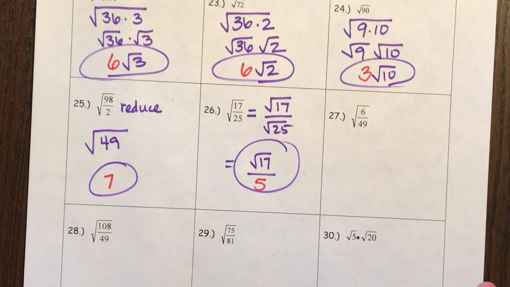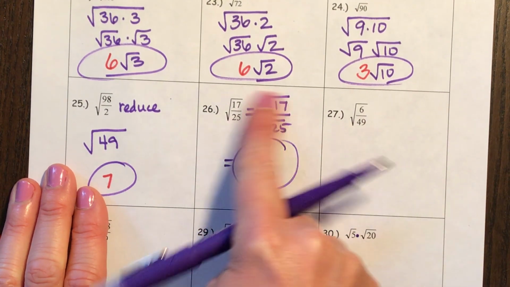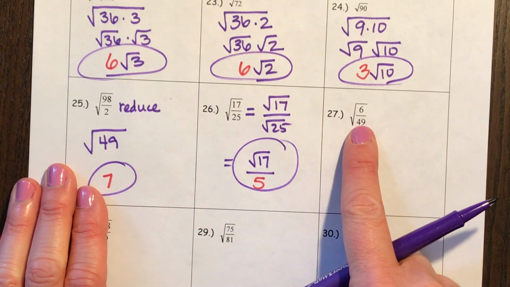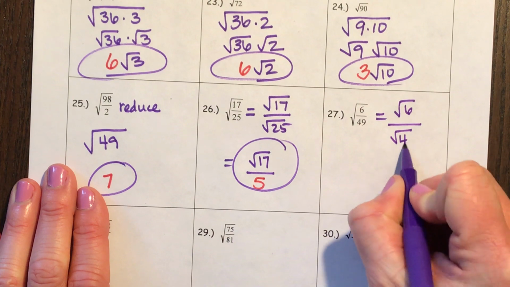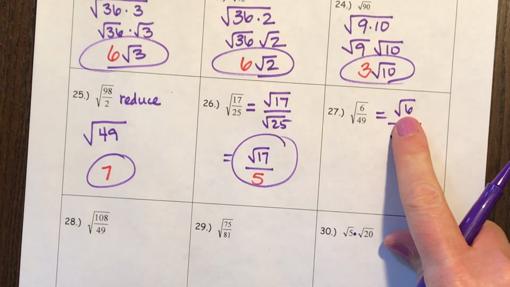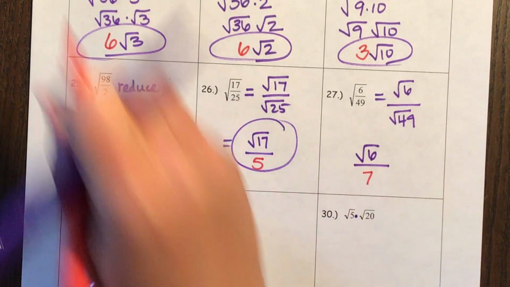Okay, next. Square root of 6 over the square root of 49. I'm going to try a similar approach here because I noticed that 49 is a perfect square. Square root of 6, there's no perfect square that goes into this. That's going to get stuck as it is. But 49, that's a nice whole 7.